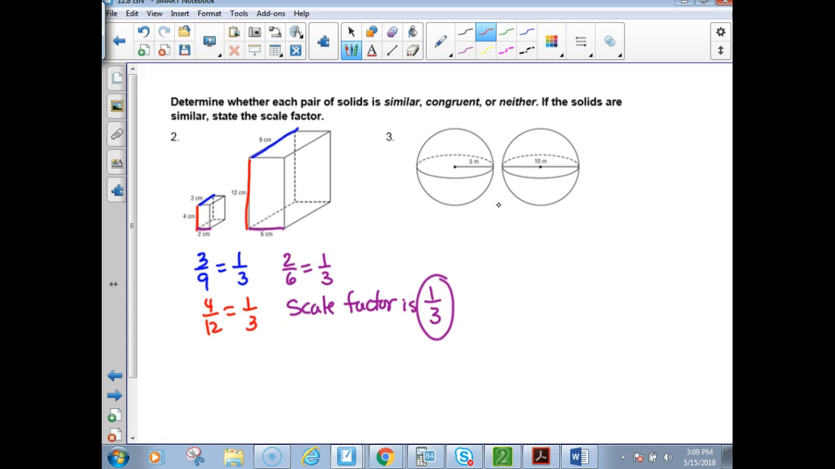Number 2, we've just got the radius of the first figure is 5. What's the radius of the second? 1/2 of 10, 5 also. All right. So 5 over 5 equals 1 over 1, means they are congruent. Okay, so they are congruent solids because they're in a 1-to-1 ratio.